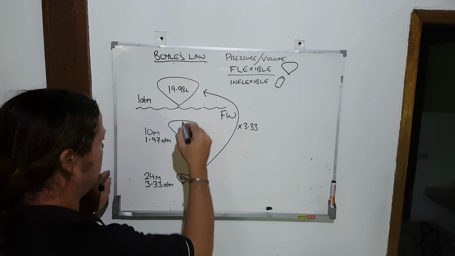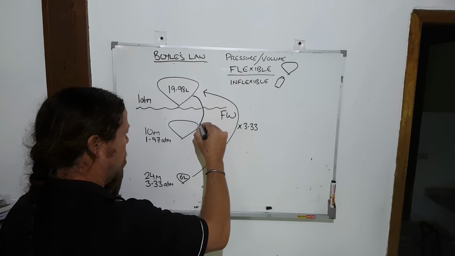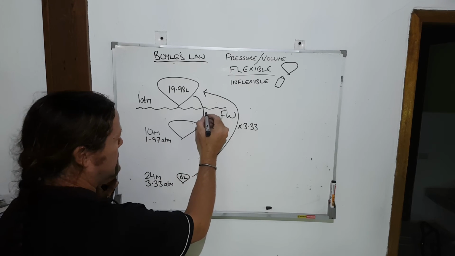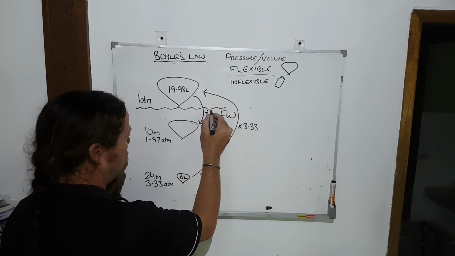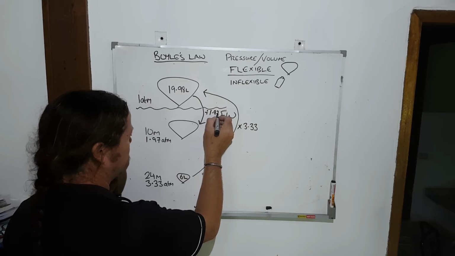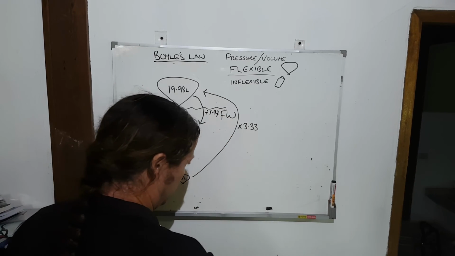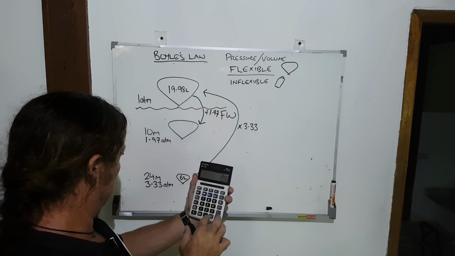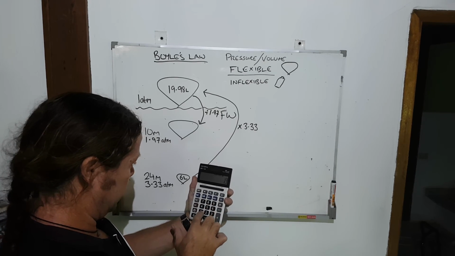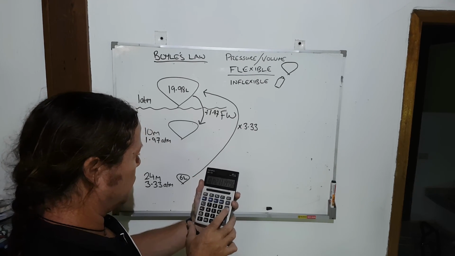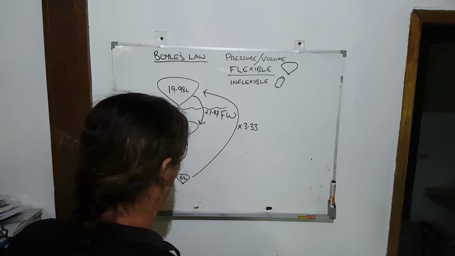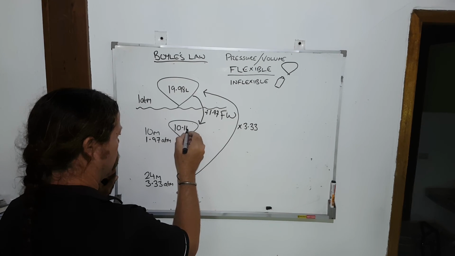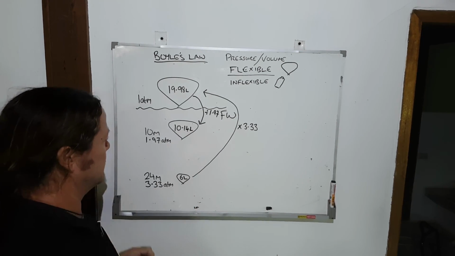Cool. Now I'm going to take it down, and it's going to get smaller. How much smaller? This much. So I divide by 1.97. Take my 19.98, which is on my screen already, divided by 1.97 equals, and that's got 10.14 there. So there we go, 10.14 litres.